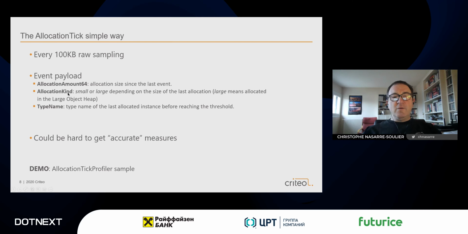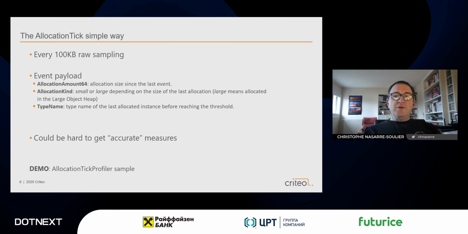And also you will get what kind of allocation it was. What I mean by that is the allocation greater or equal to 85,000 bytes that would end up into the large object heap? In that case, you would get a large allocation kind, and otherwise it will end up into the Gen 0, and it will be a small allocation kind. Last but not least, you get this property, which is the allocation amount 64. And unfortunately, this is not the size of the last allocation. It's the cumulative size of all the allocation that reaches that 100 kilobyte threshold since the last event.